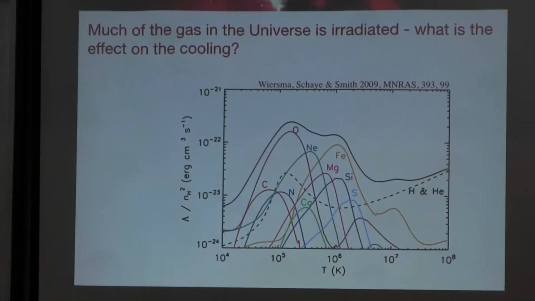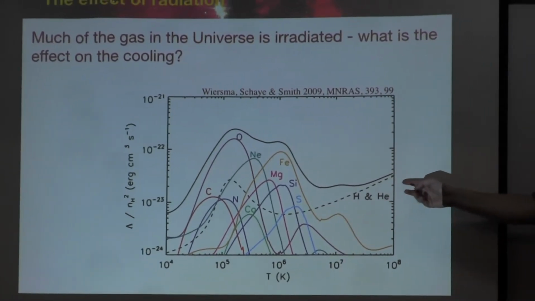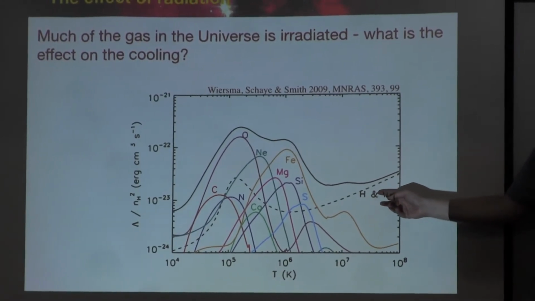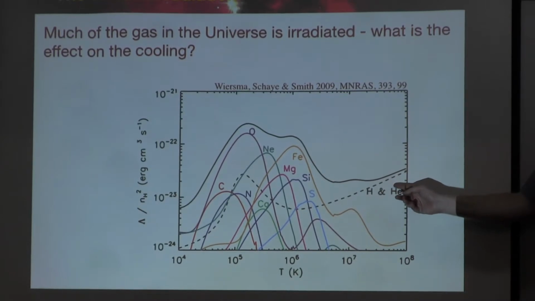So you can also see another thing which will give you a hint, perhaps. Look at this line. This is Bremsstrahlung. It depends on the electron density squared. You see it moves slightly, very, very slightly up.